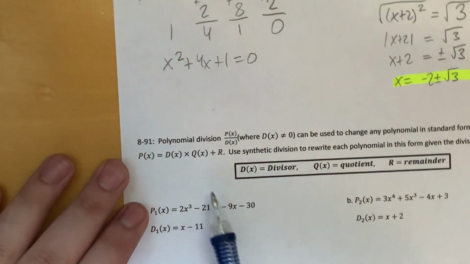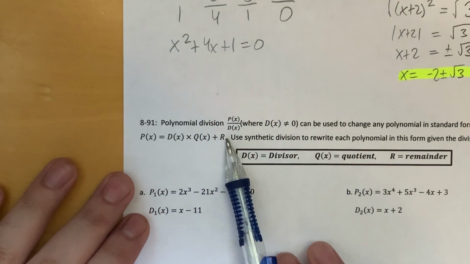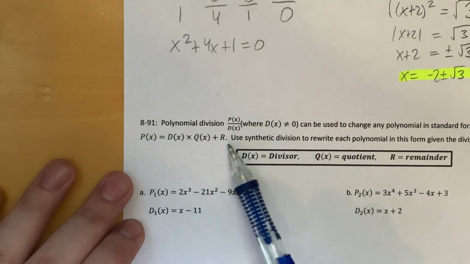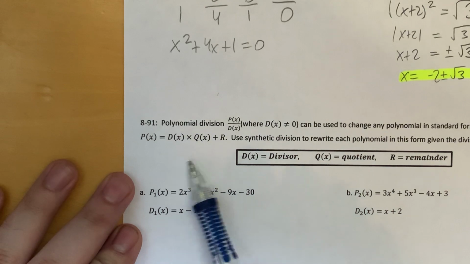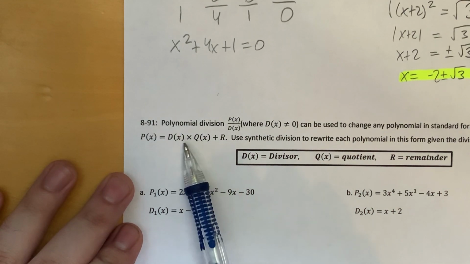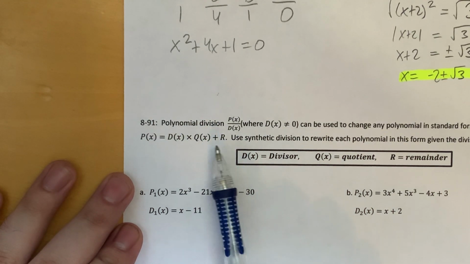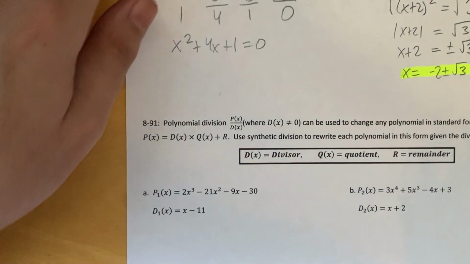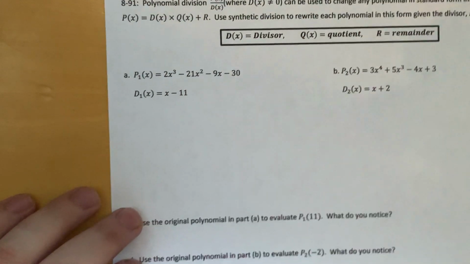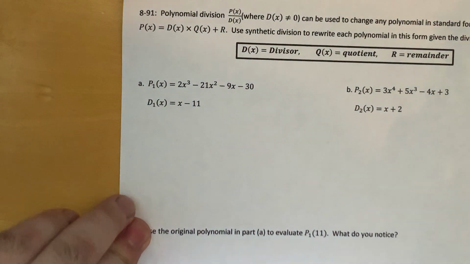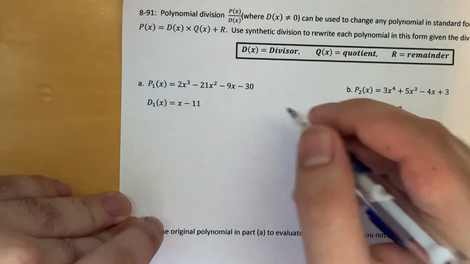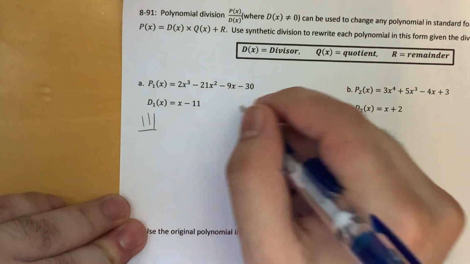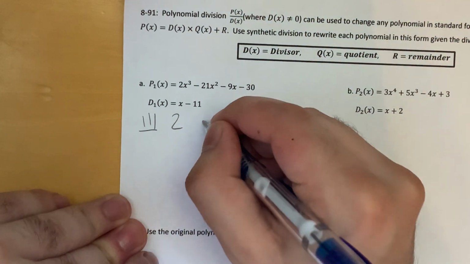So this is saying you can leave it as plus r. You don't need to divide it by x minus 11. That is standard form. But you need to signify that d of x is multiplied by q of x, and plus r is on the outside, which you could do with parentheses. So let's get started. Let's do part A. So x minus 11. So we're going to put 11 because 11 is a root. Leading coefficients.